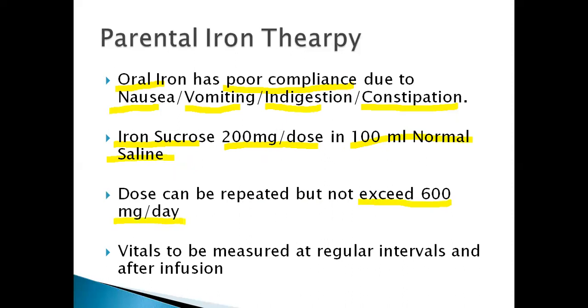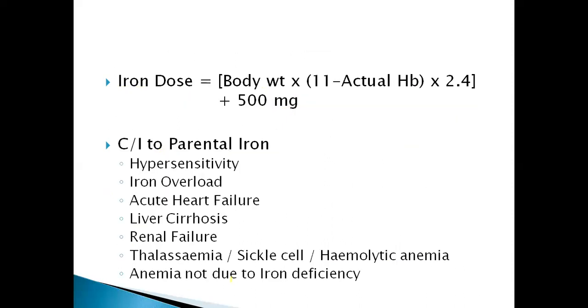If you have to give more than 600 milligram per day, based on the iron requirement, which we would see in the next slide, then you need to repeat it. The literature says at many places that if you have to repeat it, preferably repeat it with a gap. You don't give the next dose on the next day, but preferably call after 2 or 3 days. During this iron infusion, vitals need to be measured at regular intervals and especially after infusion. This is very important when parenteral iron therapy is given.